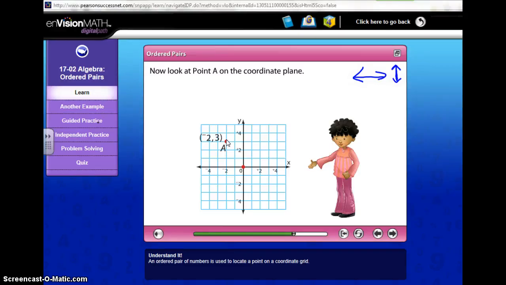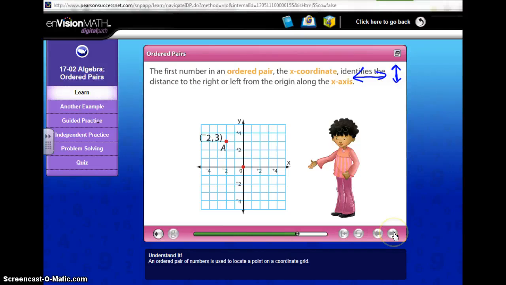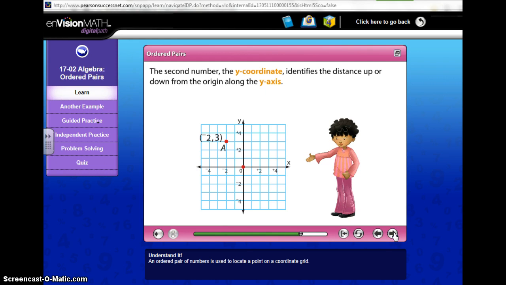So 5 times in a row, I want you guys to say over and up, over and up. Or down, because it could be down too. You said it 5 times, so that's good. Okay, so remember our first number in the ordered pair is the number that we go over, and the second number in our ordered pair is the number we go up or down.